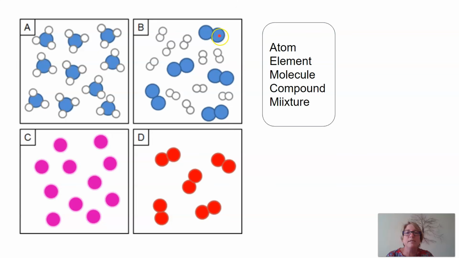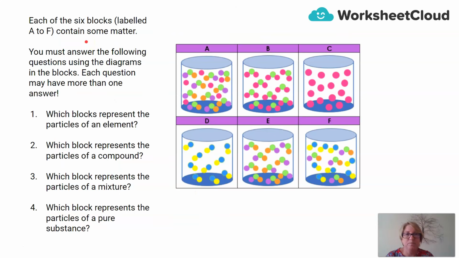So B can be seen as a mixture. And if we have a look at A, A is a compound. So all the substances in this diagram are the same, and they are all compounds made up of 1 blue atom and 3 white atoms.